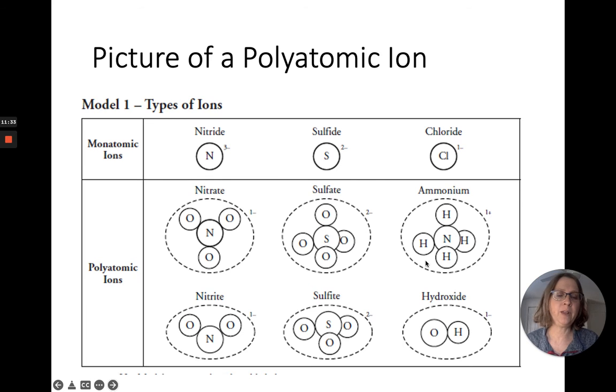Now there are a couple of funny ones, like ammonium is the only positive polyatomic. The only time you're going to see not a metal as the cation is when you see ammonium. And hydroxide has hydrogen and oxygen in it bonded, and people sometimes get confused. They call it hydrogen oxide, but this is actually called hydroxide.